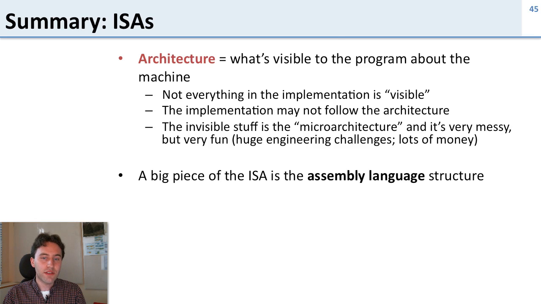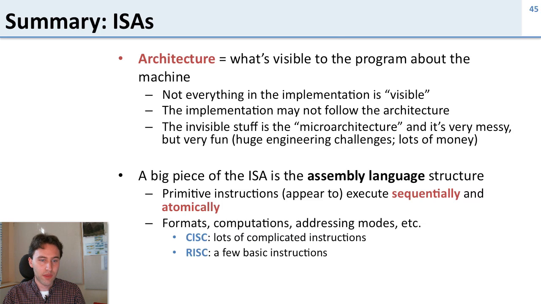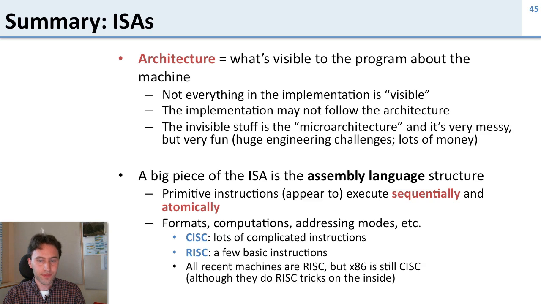We saw a big piece of the ISA as the assembly language structure, and we saw that we have these instructions that appear to be sequential and atomic. We talked about formats, computation, addressing modes. We talked about CISC with its complex instructions and RISC with its simple instructions. And I want to end our discussion of ISAs by saying basically all recent machines are RISC, and even the ones that appear to not be RISC, like x86, do RISC stuff on the inside. And the reason for this is it's just too hard to build machines any other way.